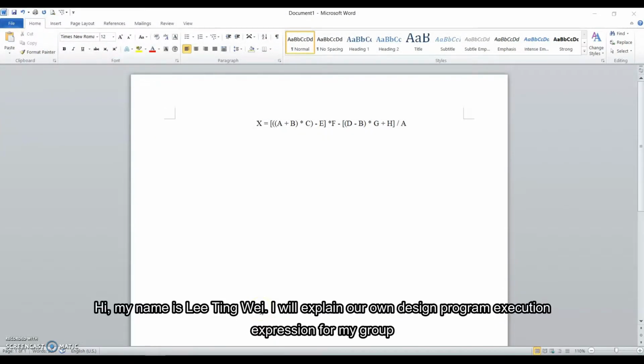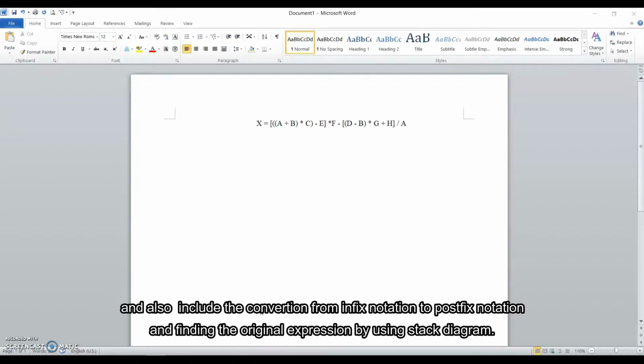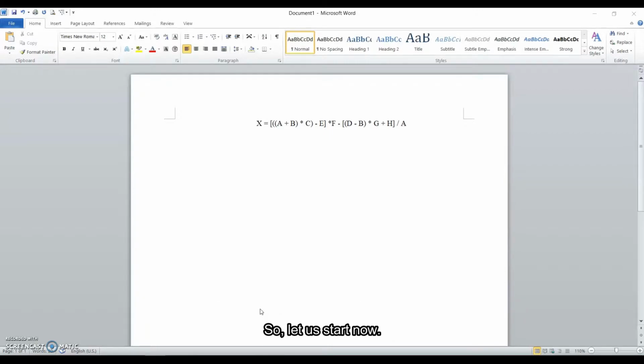Hi, my name is Ting Wei. I will explain our group's design program execution, including the conversion from infix notation to postfix notation, and finding the original expression by using a stack diagram. So let us start now.